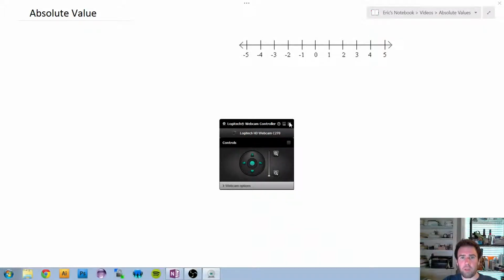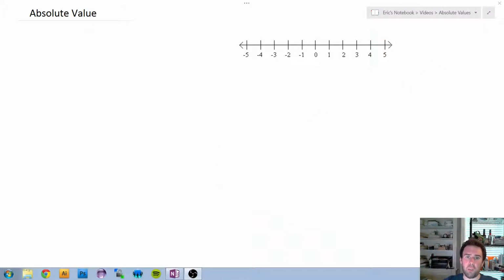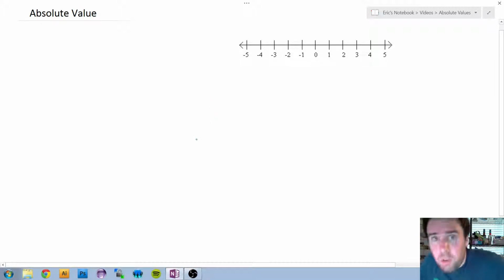Welcome to anyone out there looking for a little bit of help with absolute values. I know we talked about this in class, but this is just going to be a small refresher if there's some pointers that you'd want.